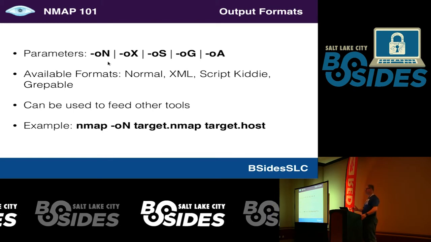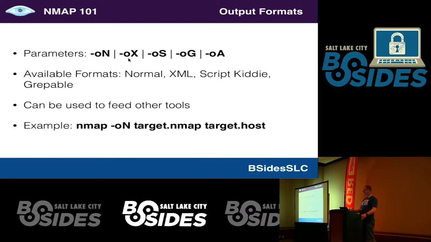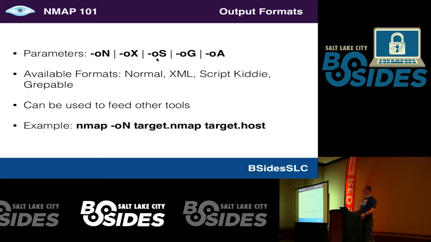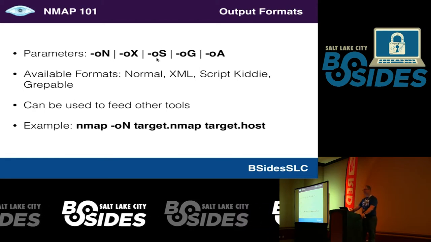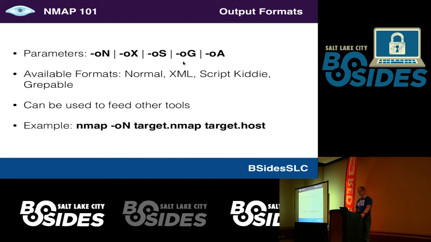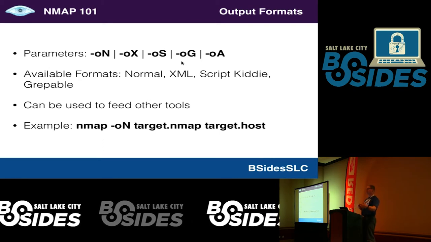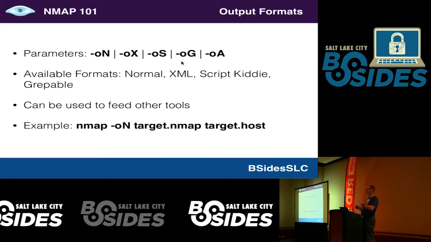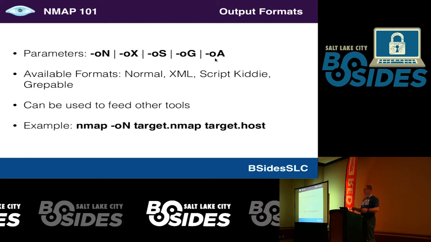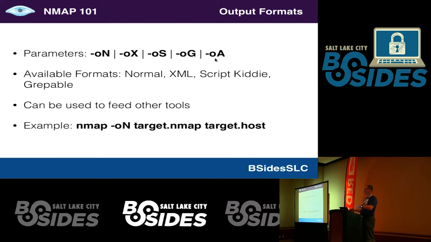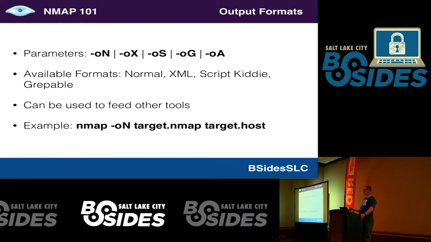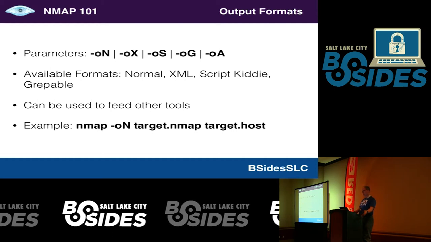N is just what you usually see on the screen. X is XML. S is script kiddie, and it's kind of interesting, I suggest you do that at least once. I don't know what utility it has, but it looks a little fun to look at. G is grepable, which, if you're going to feed it and do analytics by grepping certain things, makes it a little more useful. And A is all. You'll actually output in all the formats. So if you want to feed something else or evaluate it after your scan, specifying output is useful.